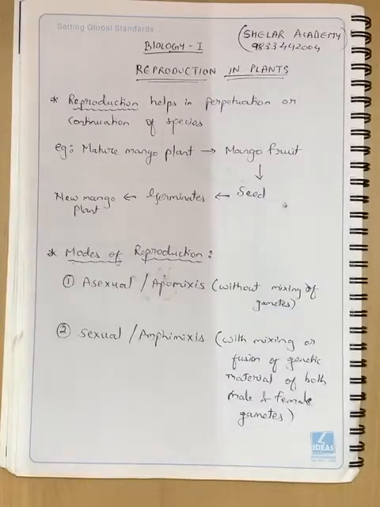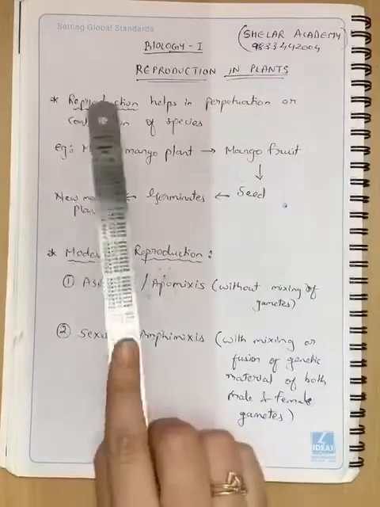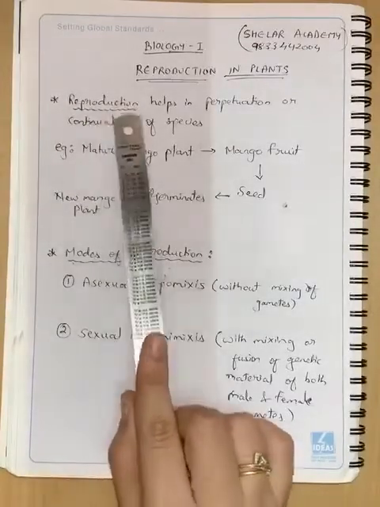In this chapter we are going to study in detail the reproduction methods of angiosperms only, but in the starting introduction we are going to have an idea about what are the different methods of reproduction in plants. Now reproduction, basically what is it and why it happens?